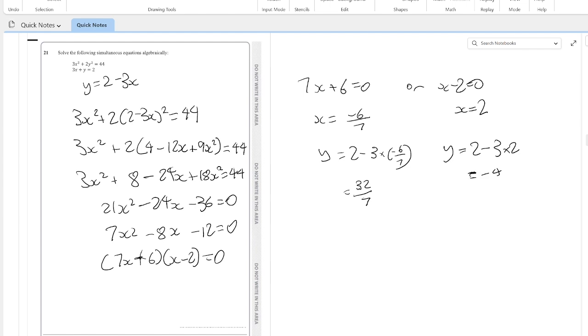Now, this is something very important. You shouldn't write out your solution like this. Why? Because this is suggesting that this is a valid solution, and it's not. All solutions here come as pairs of solutions, not any combination of these two values. So what you should do is say something like x equals minus 6 over 7, y equals 32 over 7, or x equals 2, y equals minus 4.